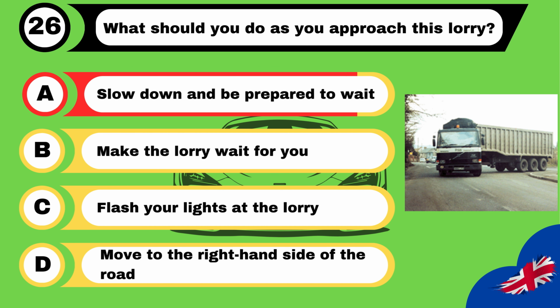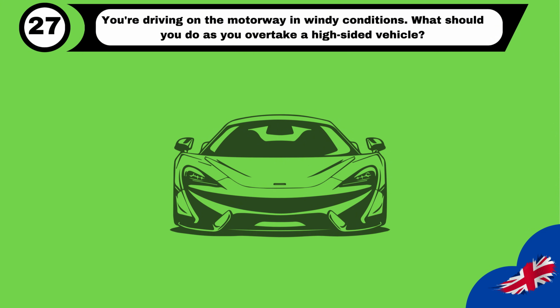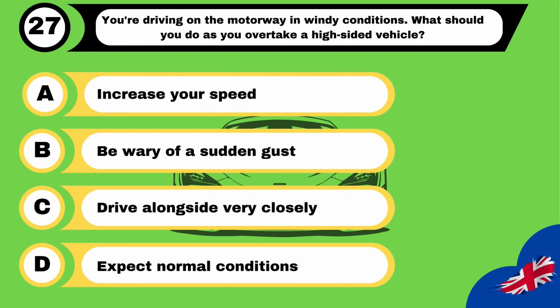The answer is A. Slow down and be prepared to wait. Question 27. You're driving on the motorway in windy conditions. What should you do as you overtake a high-sided vehicle? A. Increase your speed. B. Be wary of a sudden gust. C. Drive alongside very closely. D. Expect normal conditions.